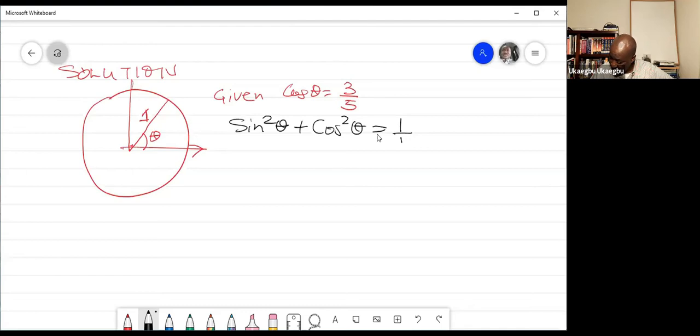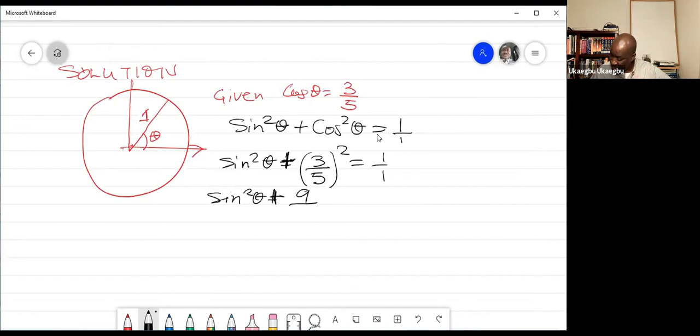So then you write sine squared theta plus (3/5) whole squared equal to 1/1. So 3 squared is 9 and 5 squared is 25, so sine squared theta plus 9/25 is equal to 1/1. So how do we solve for sine theta? Look at the expression now. How do we solve for sine theta?